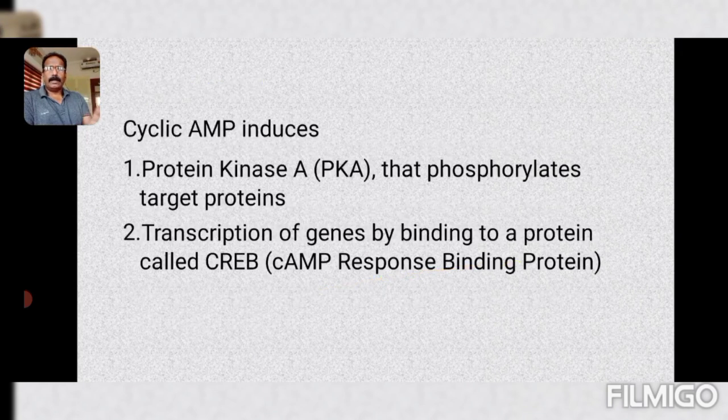Now, cyclic AMP, during the process when it controls glycogen metabolism, induces protein kinase A, which goes on to activate the enzymes involved in glycogen breakdown. At the same time, it inactivates the enzymes involved in glycogen synthesis also. So this is how cyclic AMP controls glycogen metabolism. Let us see the demo.